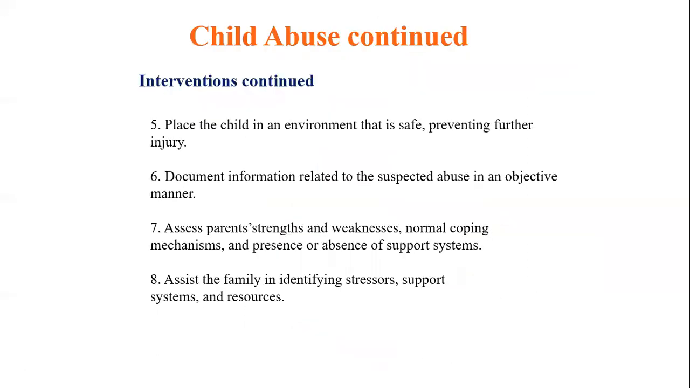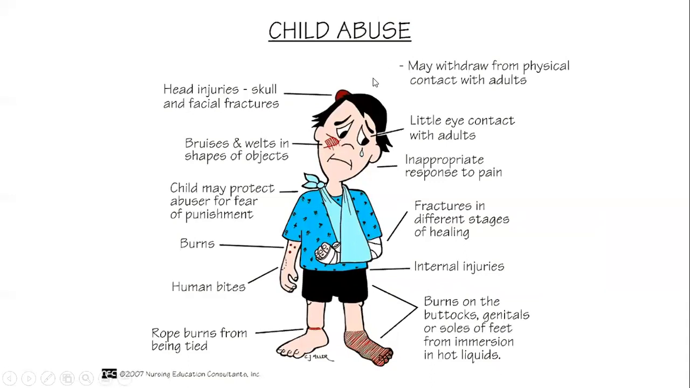So in this picture, we get a summary of child abuse signs: head injury, usually skull and facial fracture, bruises, and marks from sharp objects. The child may protect the abuser for fear of punishment. Burns, human bites, or rope burns from being tied up, little eye contact with adults, inappropriate response to pain, fractures in different stages of healing, internal injuries, and also burns on the buttocks, genitals, or feet. So these are the signs of child abuse.